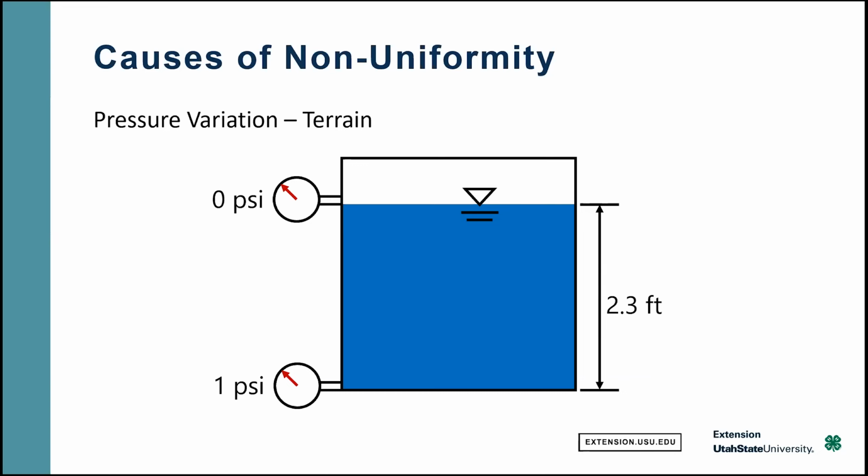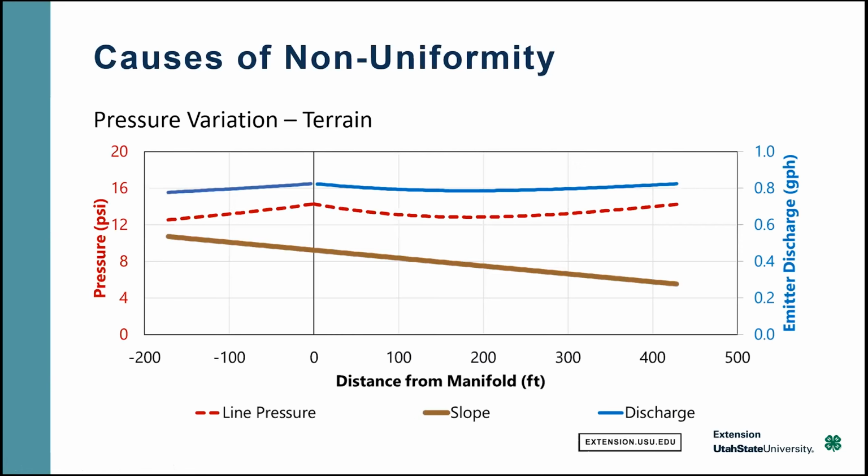When you dive to the bottom of a 10-foot swimming pool, that means that you've got somewhere in the neighborhood of 8 PSI of water pushing on your eardrums, and that's why it doesn't feel good. But it also means that if you've got sloping terrain, that can affect your uniformity.